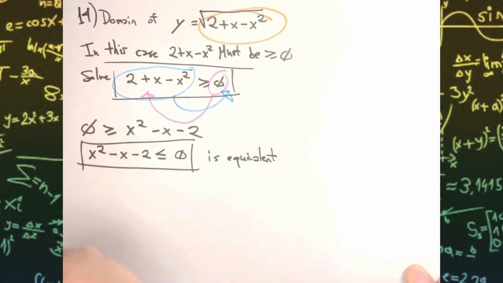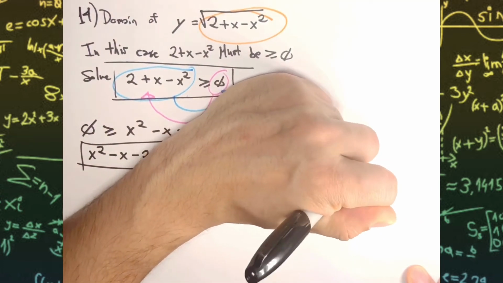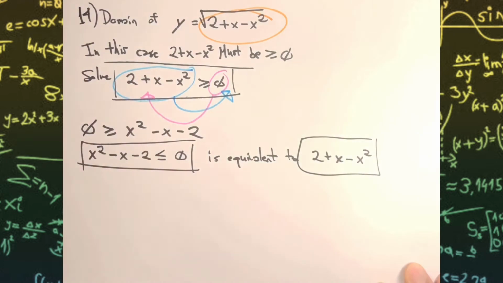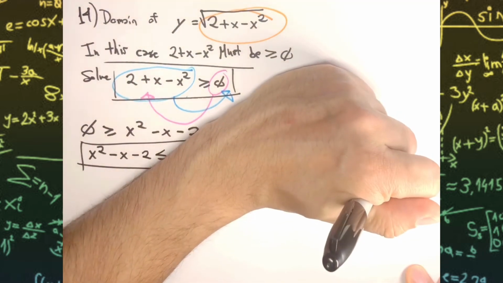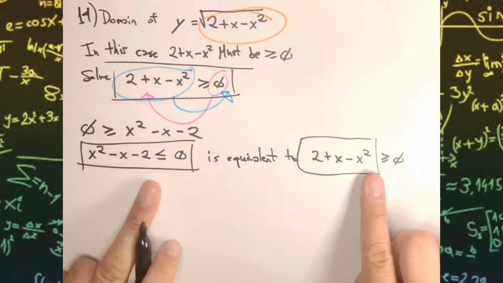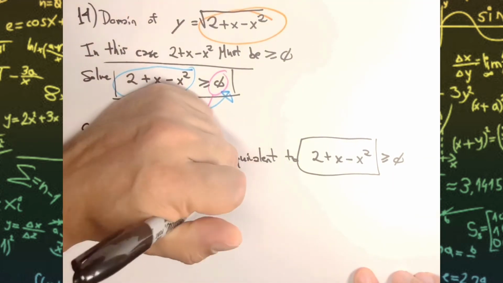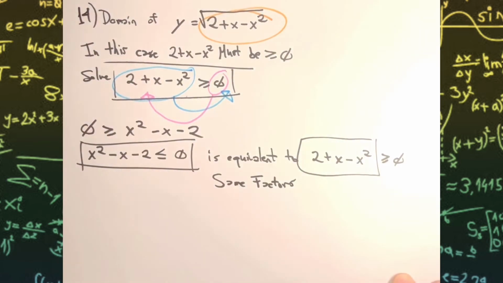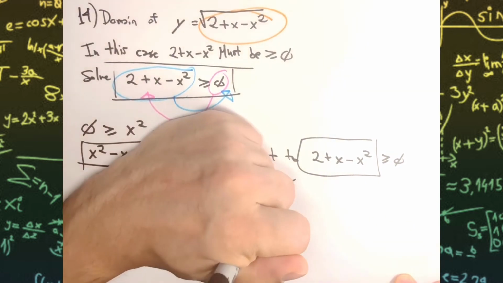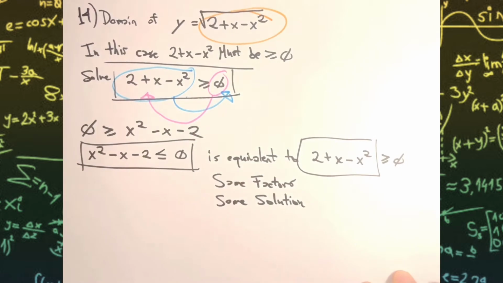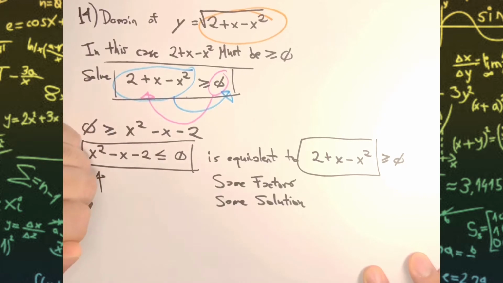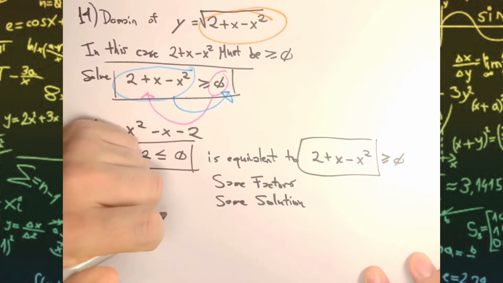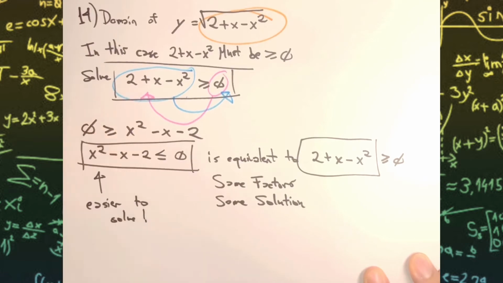This inequality right here is absolutely the same as the original, which was 2 plus x minus x squared, and remember that had to be greater or equal than 0. So therefore, since they are equivalent, since they are the same thing, they're going to have the same factors. And since they're going to have the same factors, they're going to have the same solution. So if we solve one, in this case, x squared minus x minus 2 less or equal than 0, we're going to be able to solve the other one. They're the exact same thing.